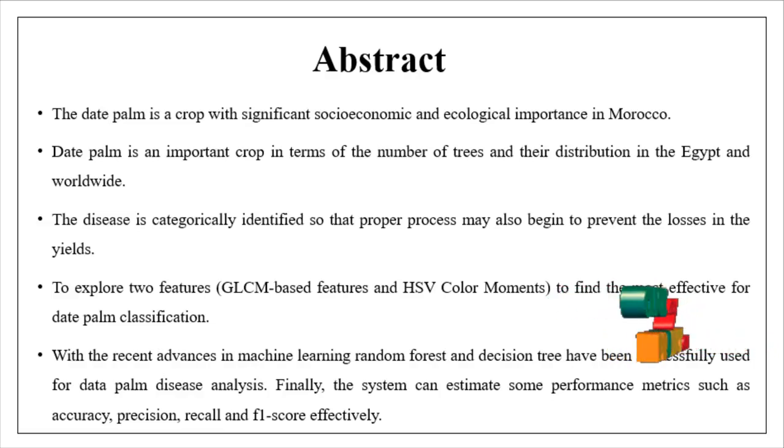They explore two features, GLCM and HSV, to find the most effective for date palm classification. Recent advances in machine learning, such as random forest and decision tree, have been successfully used for date palm disease analysis. Finally, the system can estimate performance metrics like accuracy, precision, recall, and F1 score. So this is the abstract of our project.